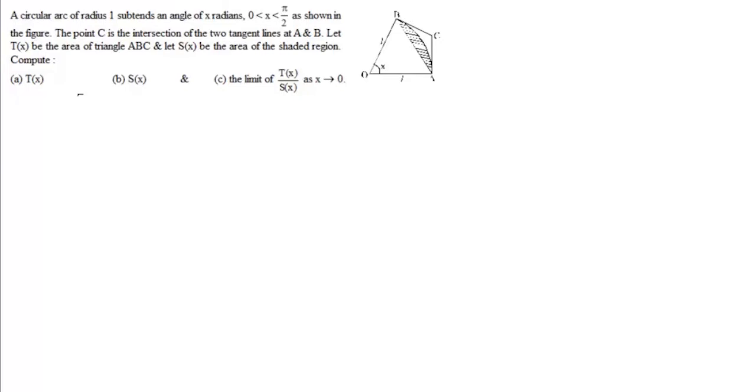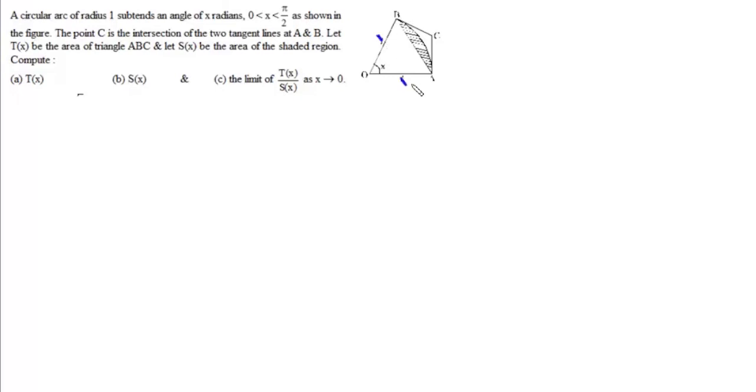Now here the question is, a circular arc of radius 1 subtends an angle of x radian. As shown in this figure, point C is the intersection of two tangent lines at A and B. Let Tx be the area of triangle ABC and Sx be the area of the shaded region. Then we have to find this limit of Tx upon Sx.